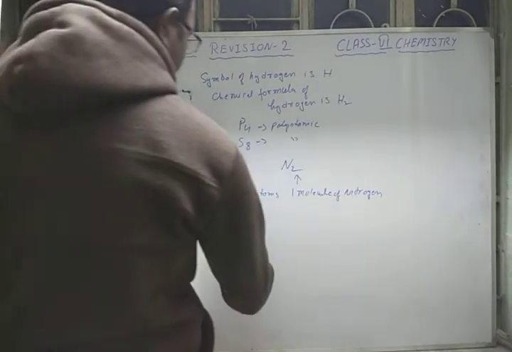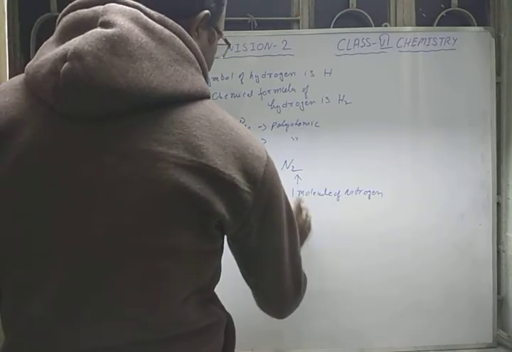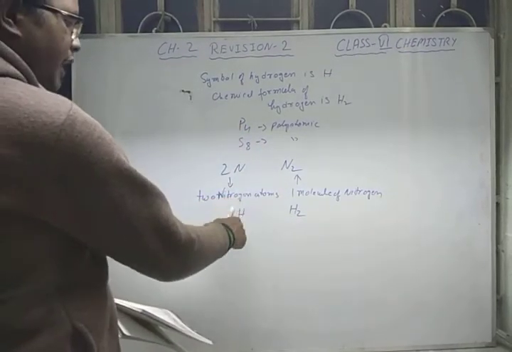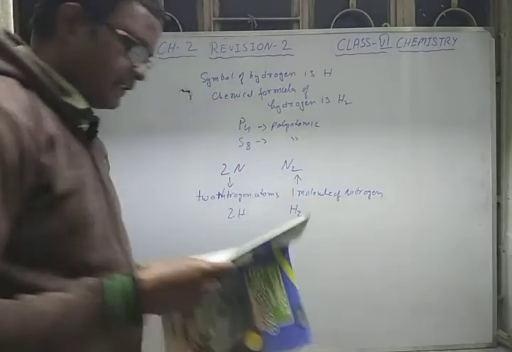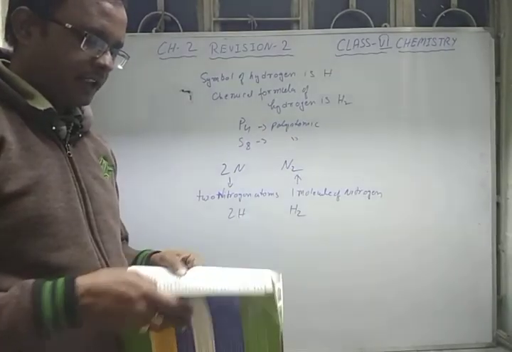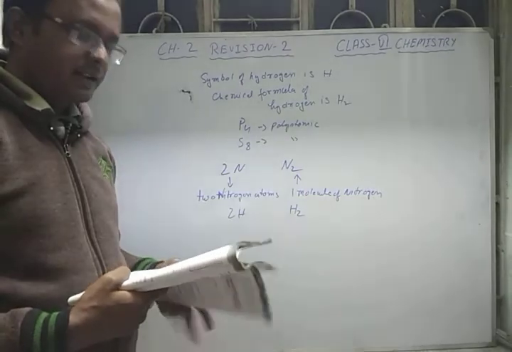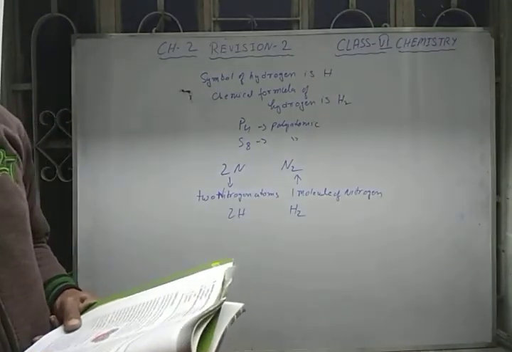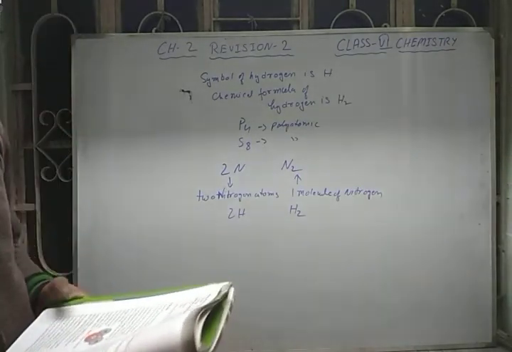Similarly, if you write 2H and H2, again 2H means 2 hydrogen atoms and H2 means 1 molecule of hydrogen. Okay, so these are the differences between writing the chemical formula and the symbol also. Now the next part of this chapter is compounds. What are compounds? As you know, when two or more elements combine together in a definite ratio or proportion, we call them a compound.